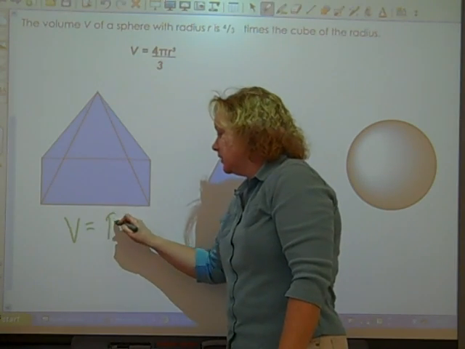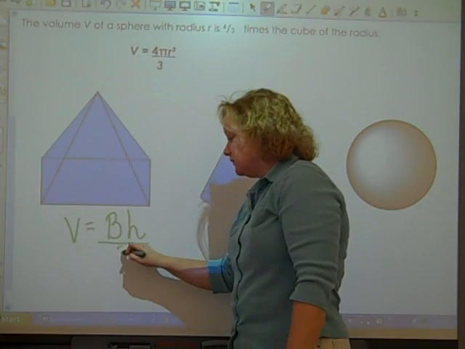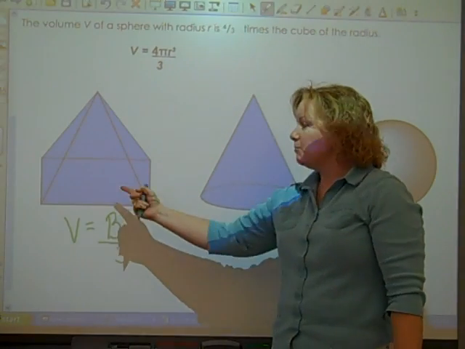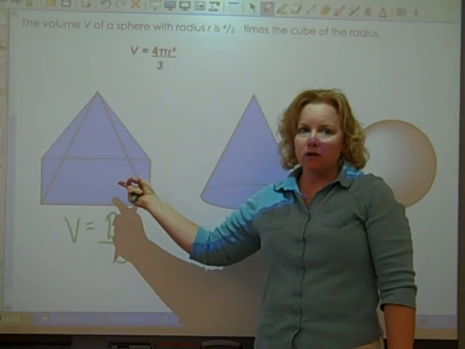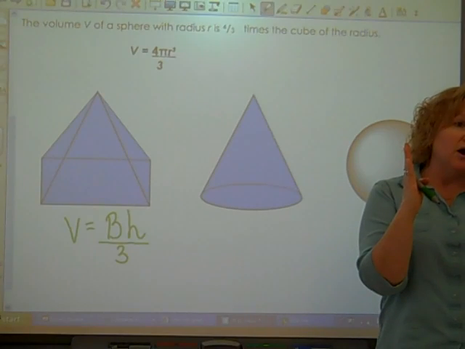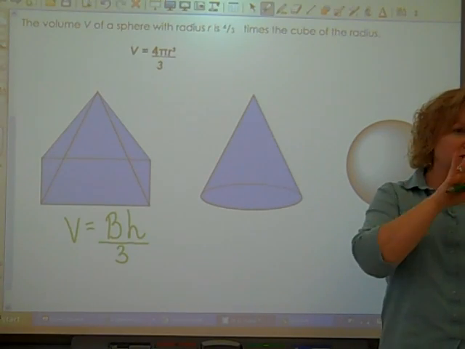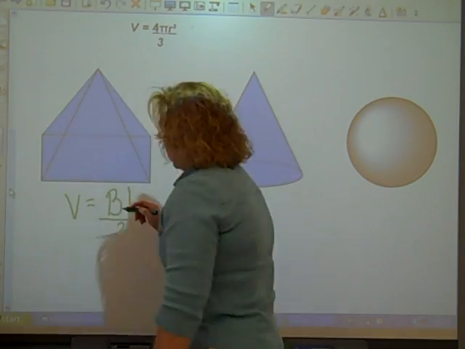Volume equals big B times H divided by 3. Well, what's the base of this pyramid? It's a square, not a rectangle. And the reason it's a square is because if it were a rectangle, your sides wouldn't come up and meet correctly. Okay, so in this one, it's a square.